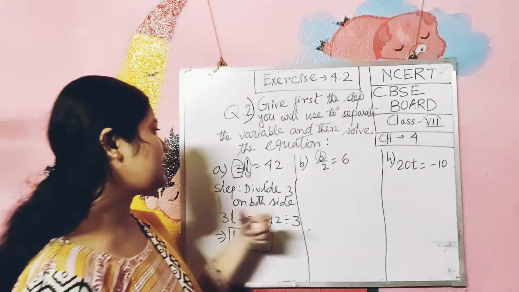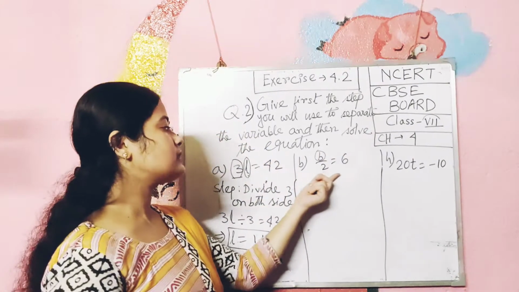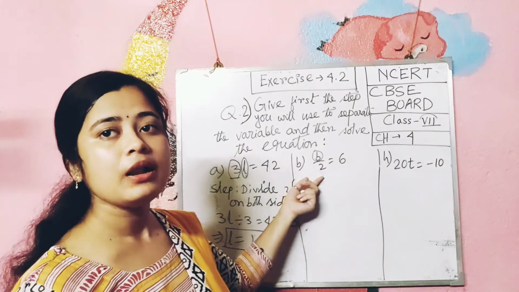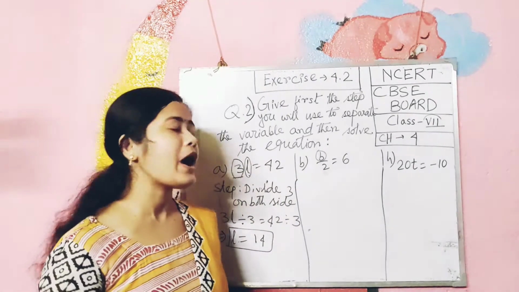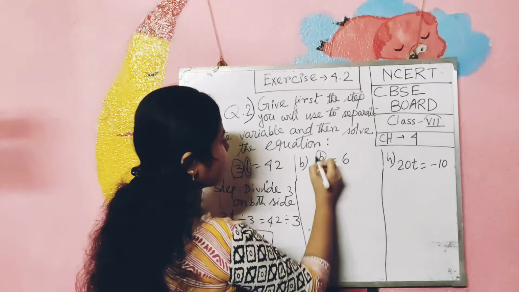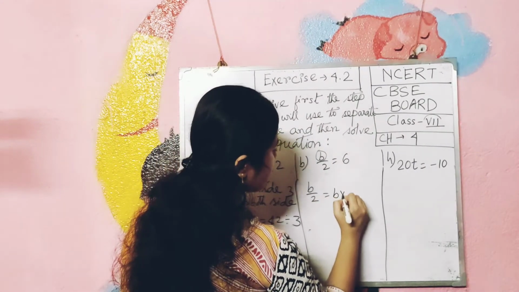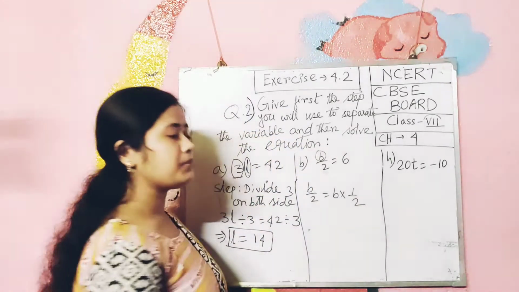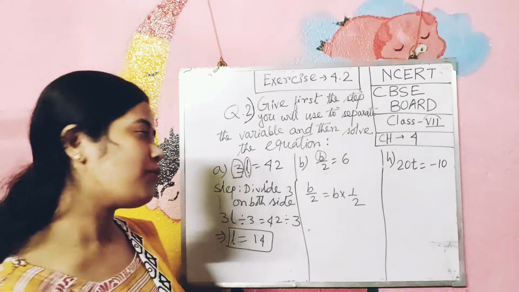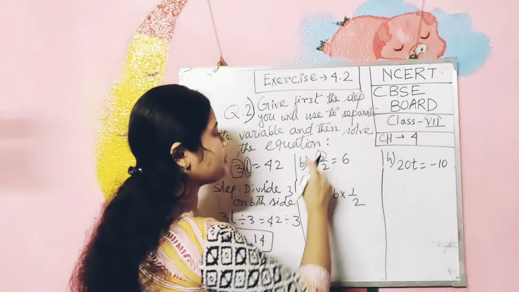Okay students, then the next question is b by 2 equals 6. In this equation, which is the variable? b is the variable. So I will find b's value. See here, b by 2 means b into 1 by 2. Here multiplication is there, so we only find b's value.